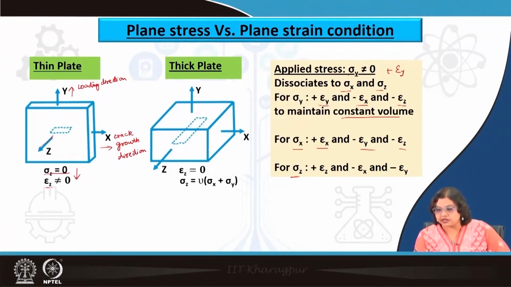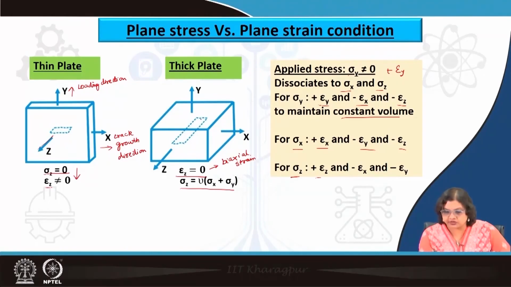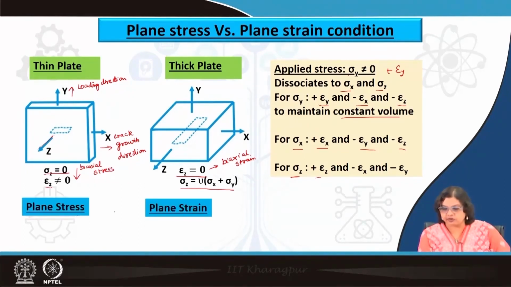On the other hand, if we have a thick plate, in those circumstances sigma z cannot be considered as 0. So, sigma z has a finite value, but since we are generating plus epsilon z and minus epsilon z from the different counterparts of stress, those get nullified and finally we end up having epsilon z equal to 0. So, that leads to biaxial strain in that case. So, we have biaxial strain for the case of a thick plate and biaxial stress for the case of a thin plate, and based on this biaxial nature, it is named plane stress or plane strain.